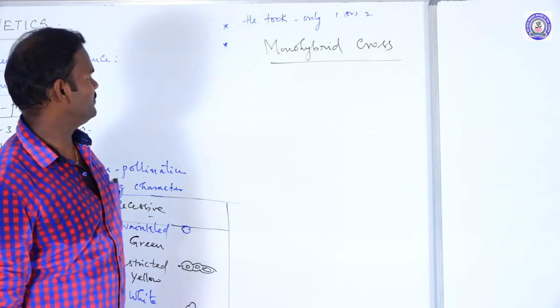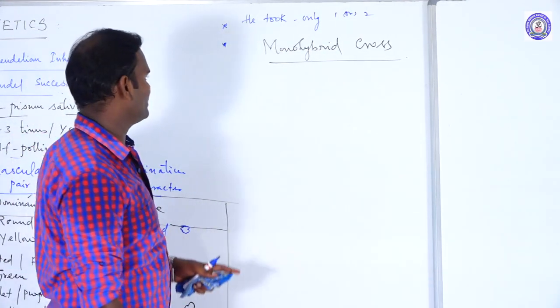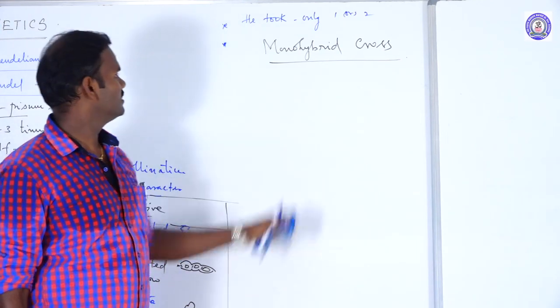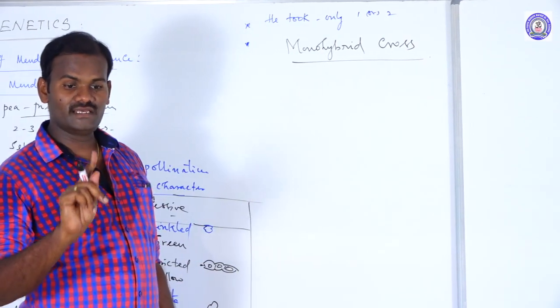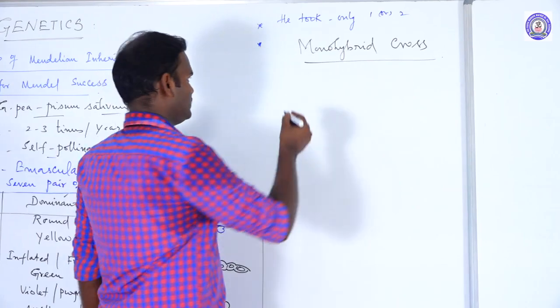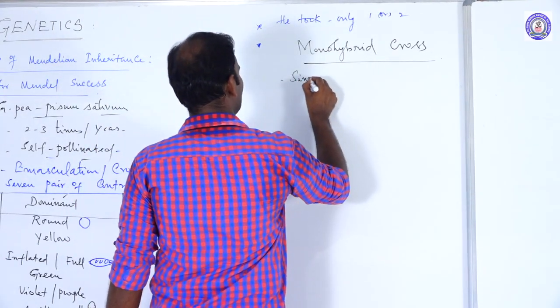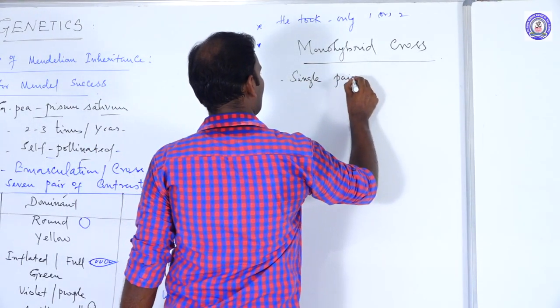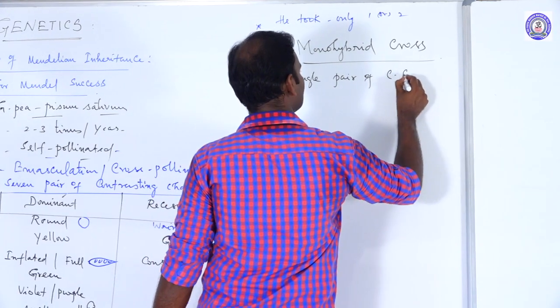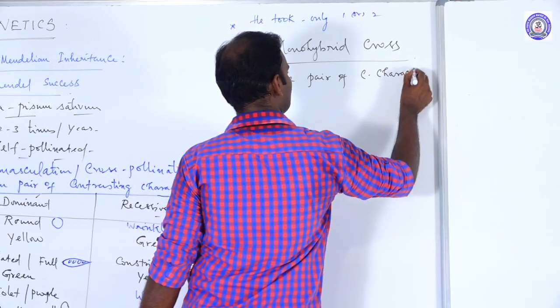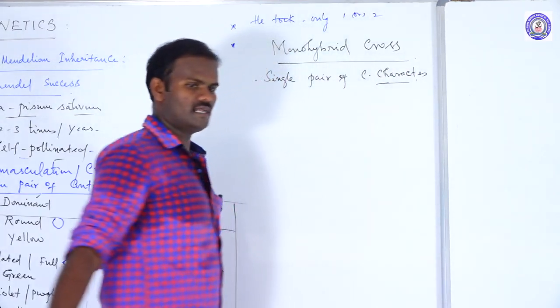Monohybrid cross. The first experiment done by Mendel was the monohybrid cross. What is called a monohybrid cross? The cross made between a single pair of contrasting characters is called a monohybrid cross.